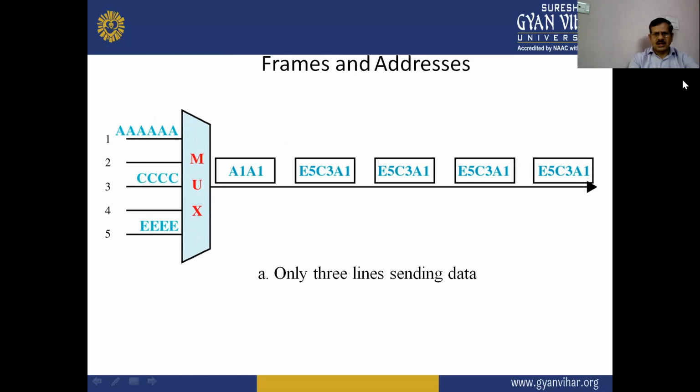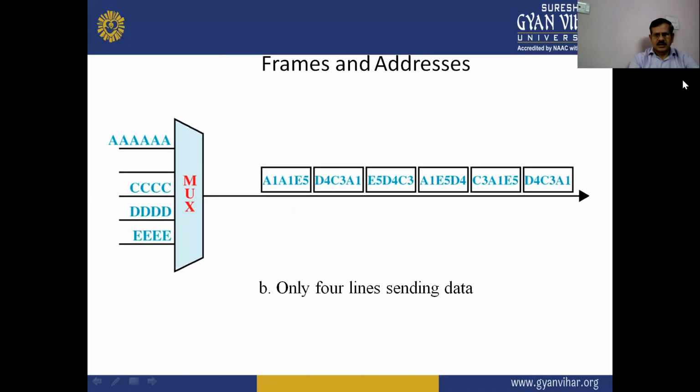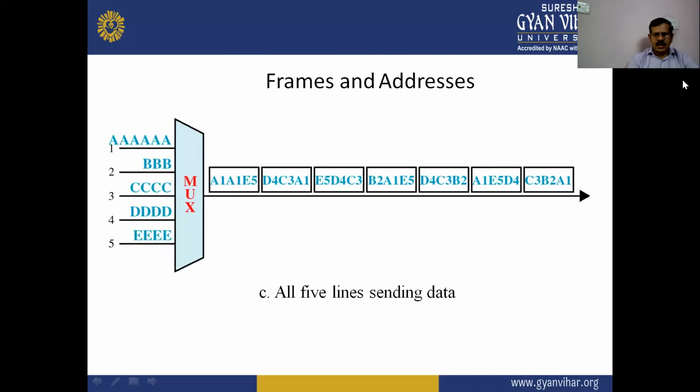So this is the diagram of frame and address, which represents different frames and different addresses in these graphs. Here only 3 lines are sending data. And here 4 lines are sending data in the frame and address representation of asynchronous TDM. And also there are 5 lines sending data, represented in frames and addresses.